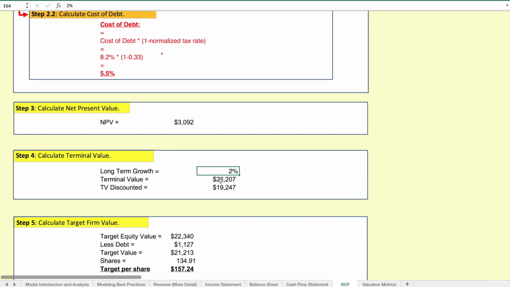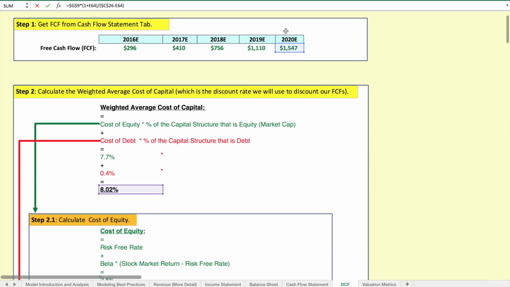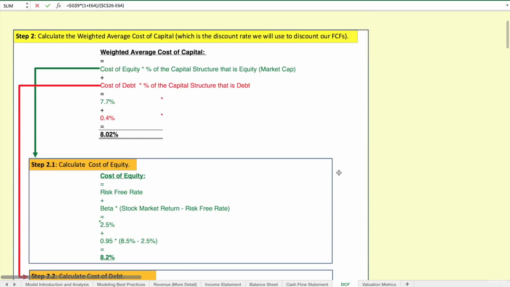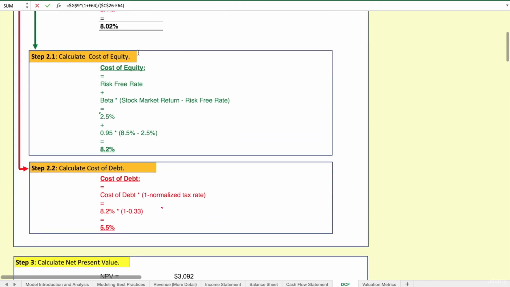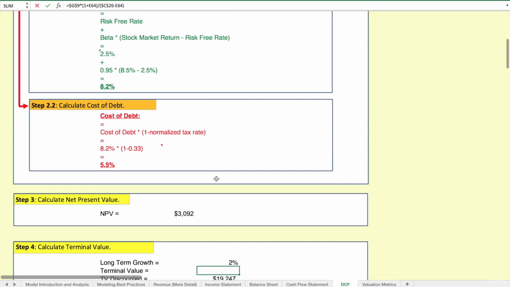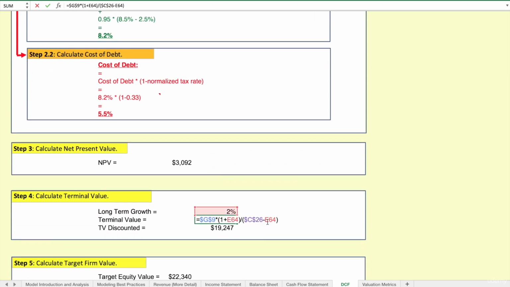So what you do is the terminal value is basically you take the last year, which is this one here, plus 1 times the growth rate divided by this WACC, right? Weighted average cost of capital, which is 8.02%. Remember from up here? Minus this one here, okay? That's your long-term growth. And you will never have your long-term growth higher than your cost of capital. It just doesn't happen, okay?